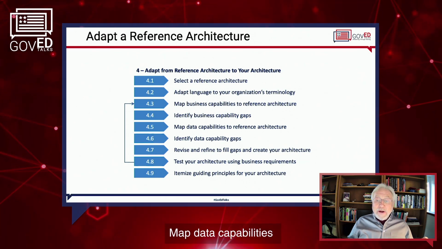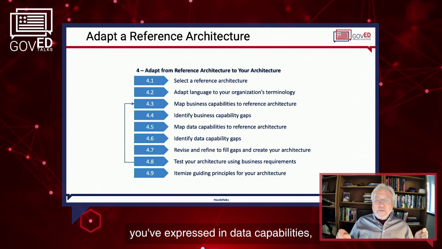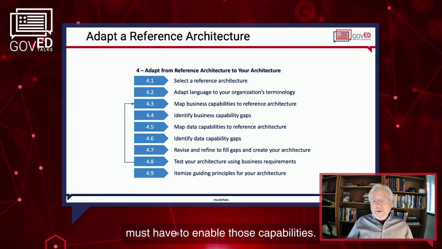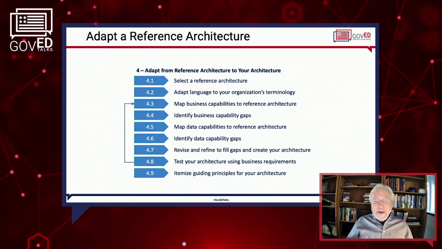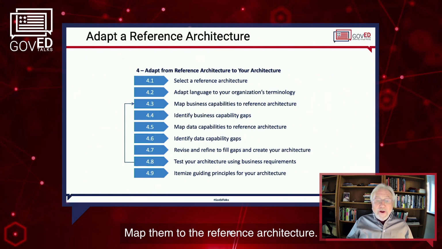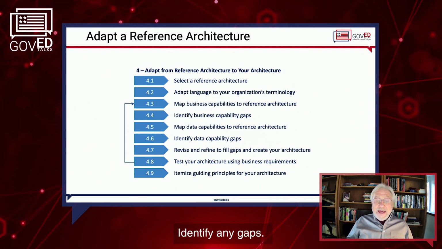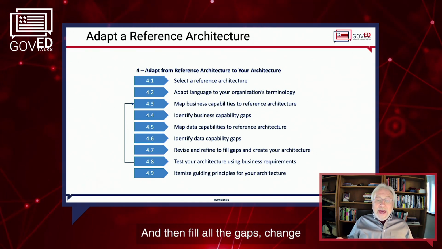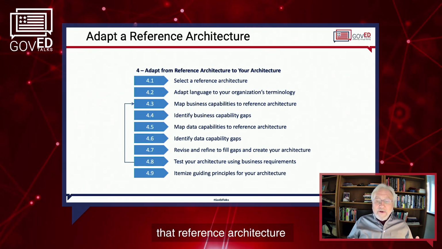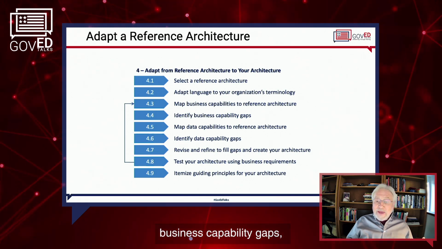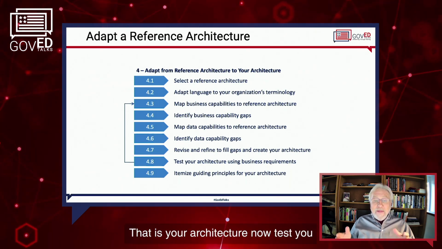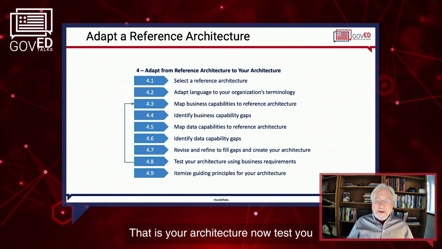Map data capabilities to the reference architecture. You've expressed in data capabilities what features the architecture must have to enable those capabilities. Map them to the reference architecture, identify any gaps, and then fill all the gaps. Change that reference architecture until there are no gaps, no business capability gaps, no data capability gaps. That is your architecture. Now test it.